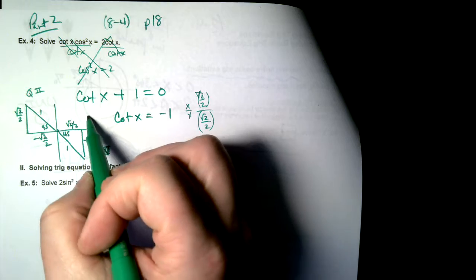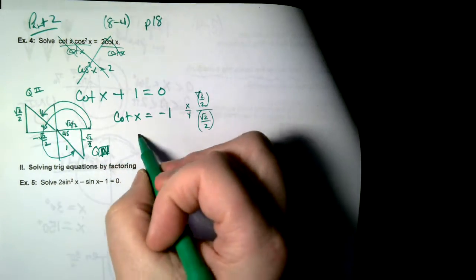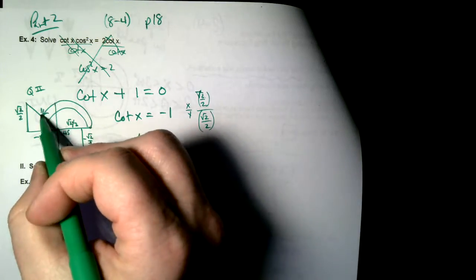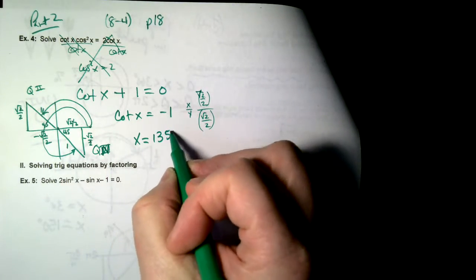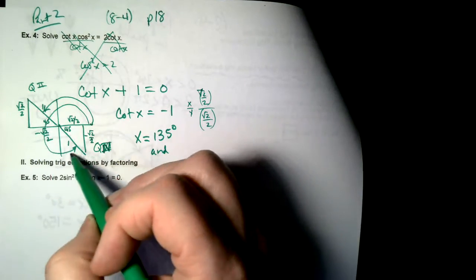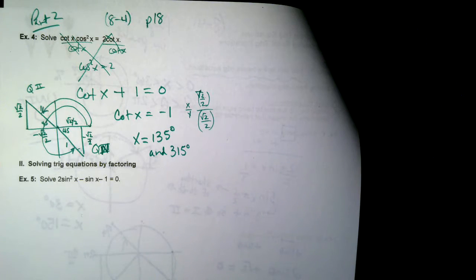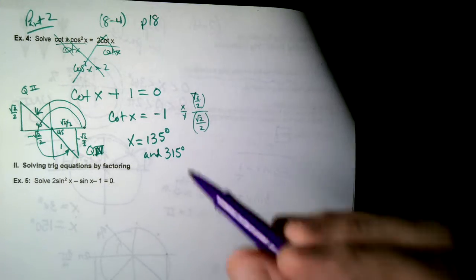You've got to start from 0. How many degrees is this? How many degrees is this one? So x is going to equal 135 degrees, and x is going to equal 315 degrees. So both those answers are solutions to it. You can get more than one solution. We showed one on the other page where you got 4 solutions.